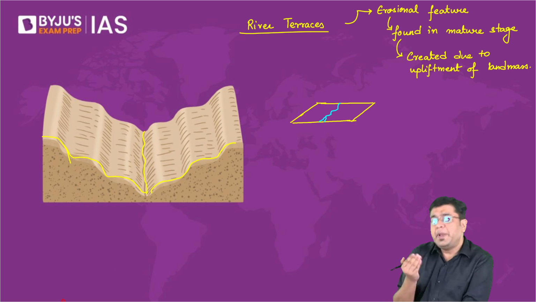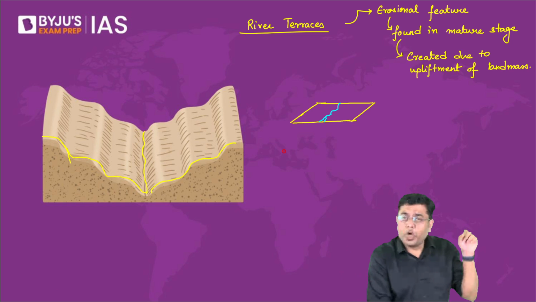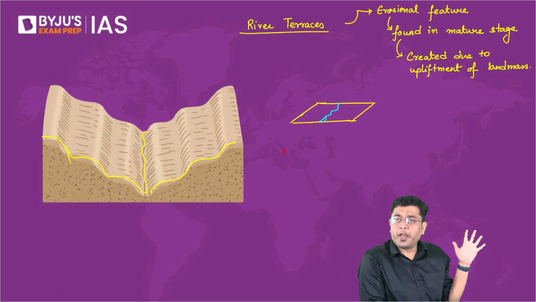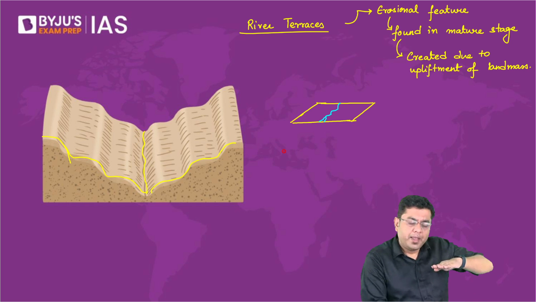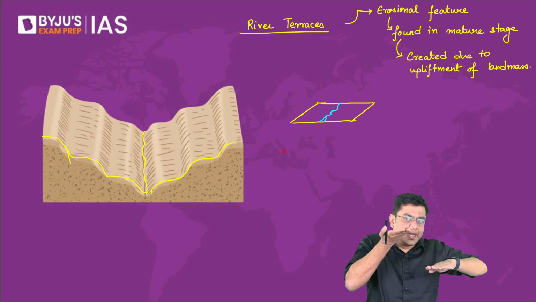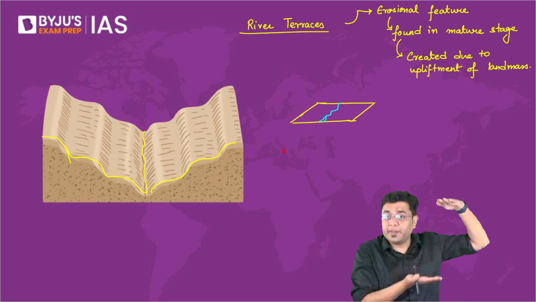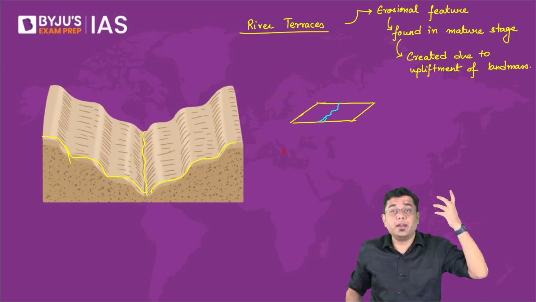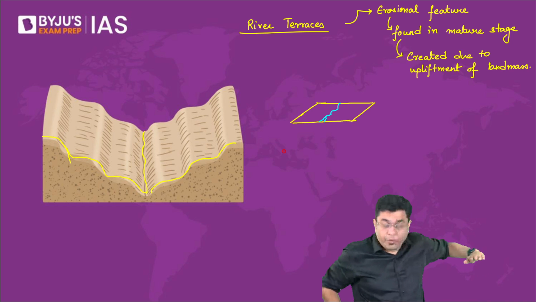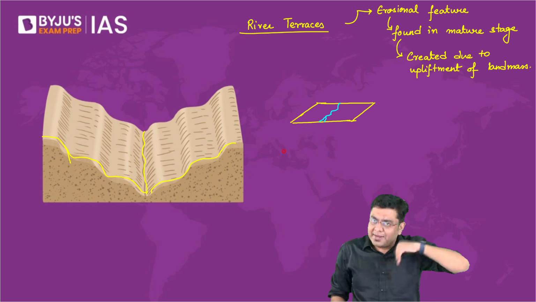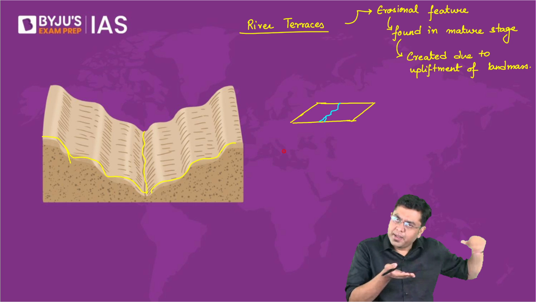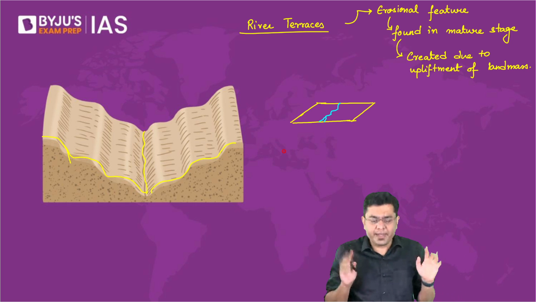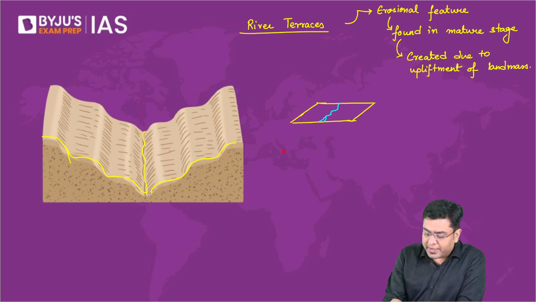Now when the upliftment happens, again the same logic that you have applied in the portion of entrenched or incised meander, that the river will continue to flow at the same level and the surrounding land areas start getting uplifted. Why isn't it that the river gets uplifted? First of all, the river can't get uplifted because the river is flowing at a particular level already. And secondly, any kind of elevation that will happen on the river bed, the river will be able to erode it very easily.